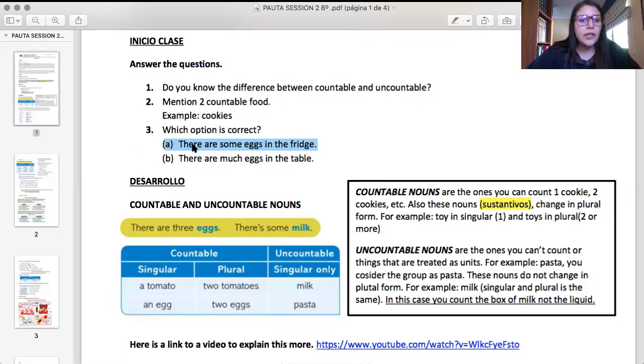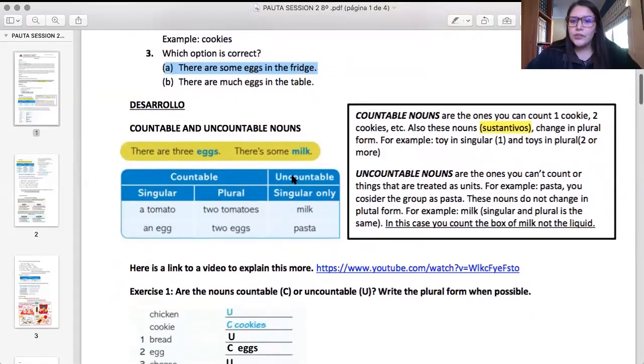Question number 3, you had to choose between two options. In this case, letter A was the correct one. There are some eggs in the fridge, and we're going to review the content further in the video. Okay, we're going to start with countable and uncountable nouns.